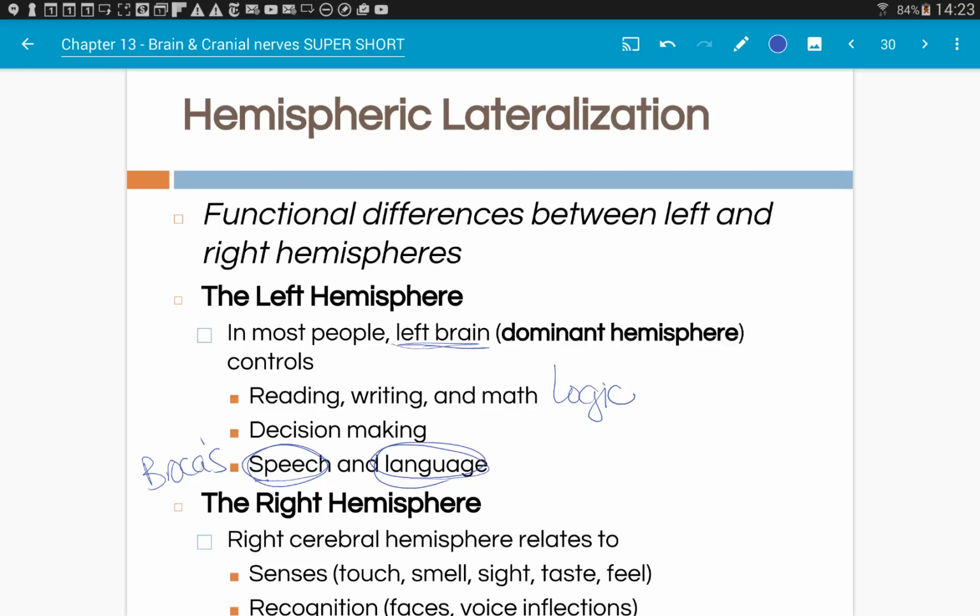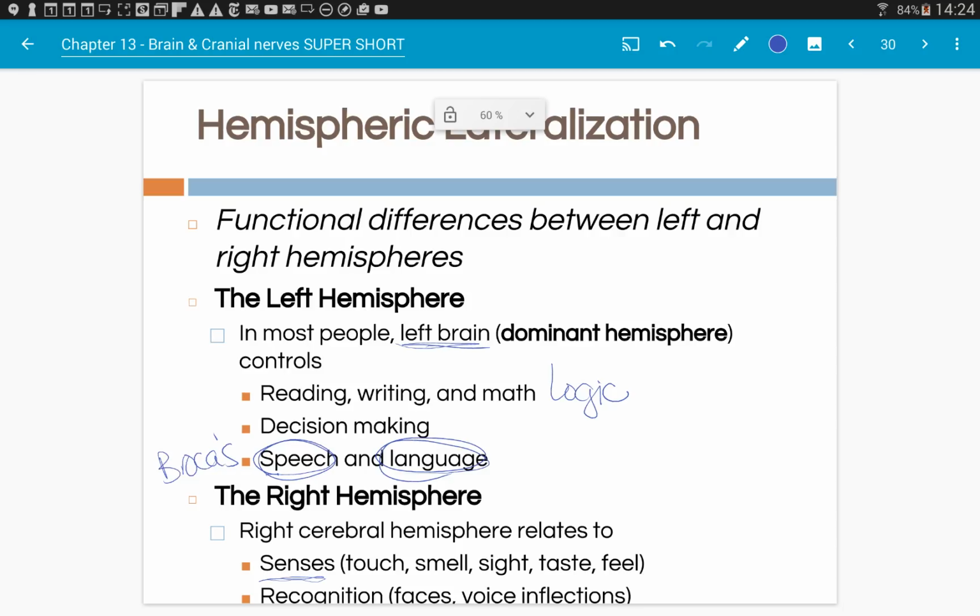Okay, right hemisphere has a stronger grasp on senses, so more of a sensory type of side, recognition. There's more, but it got cut off. More artistic. That's something they didn't say, but I know is true.